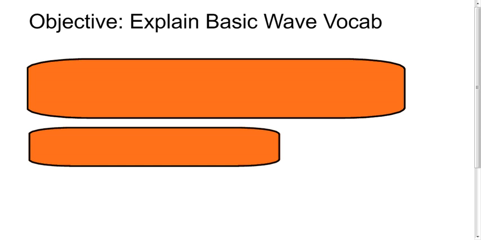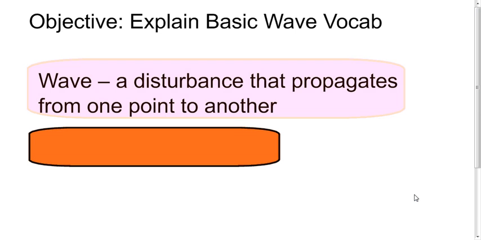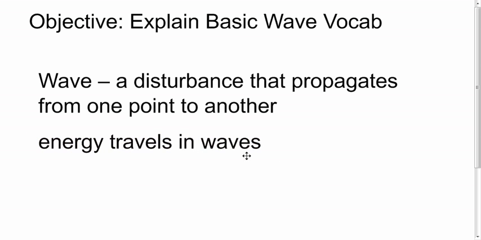The purpose of this video is for you to be able to explain basic wave vocab. A wave is something that moves from one point to another, and it's called a disturbance. It's such a great word because it's very nebulous and applies to all sorts of things. And the word propagates means to move. The reason we study waves is because energy travels in them.